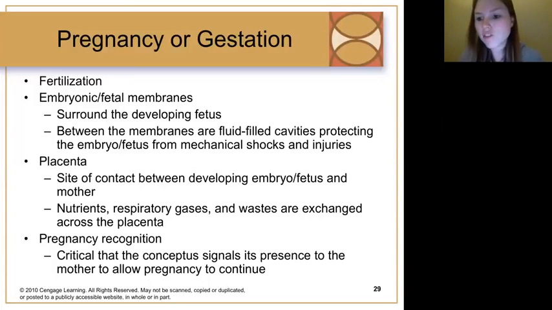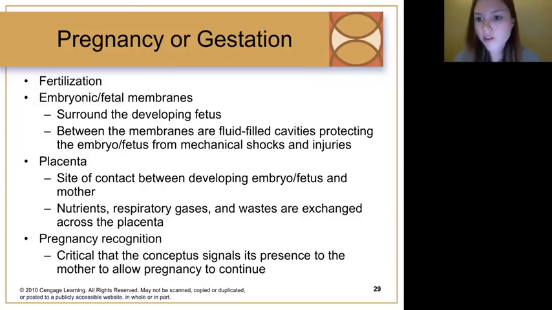So it brings nutrients to the fetus. Any respiratory gases like carbon dioxide, which we produce when we breathe, will be coming through the placenta to then go through the mom's system and be let off. So the placenta is really, really important.